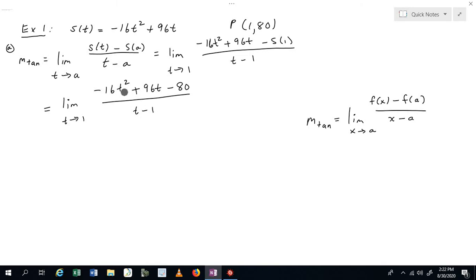Okay, so if you plug 1 into this, you'll get 0 over 0. So it's indeterminate. And when it's indeterminate, that means we have to change it to a simplified form until it's determinable, and then try direct substitution again. So I think the thing we need to do here is just maybe factor out this negative 16, which isn't common. And then you're left with t squared minus 6t plus 5 all over t minus 1.